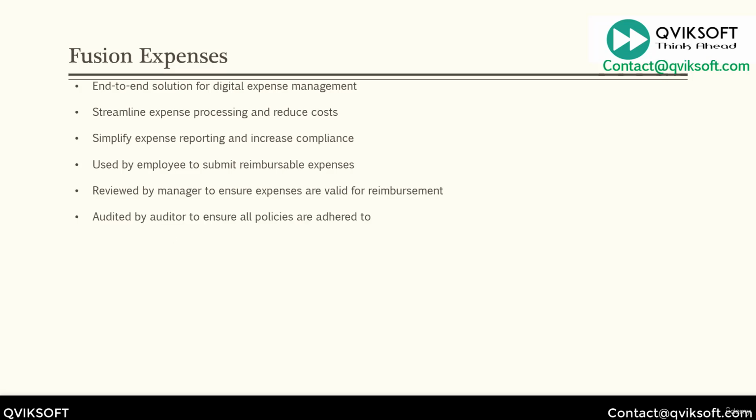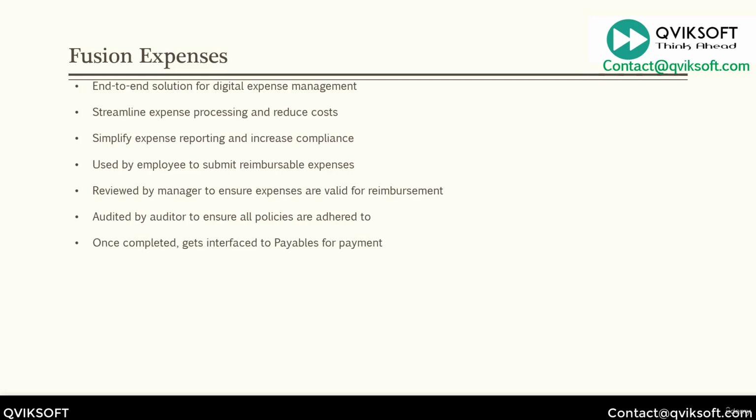Once the manager approves, it has another step called auditor. After the employee's manager has approved their expense report, the expense report will flow to the auditor. The auditor will review all the receipts, check everything, and then make sure all the policies are followed. Anything which is not correct, the auditor can reject and send it back for correction.